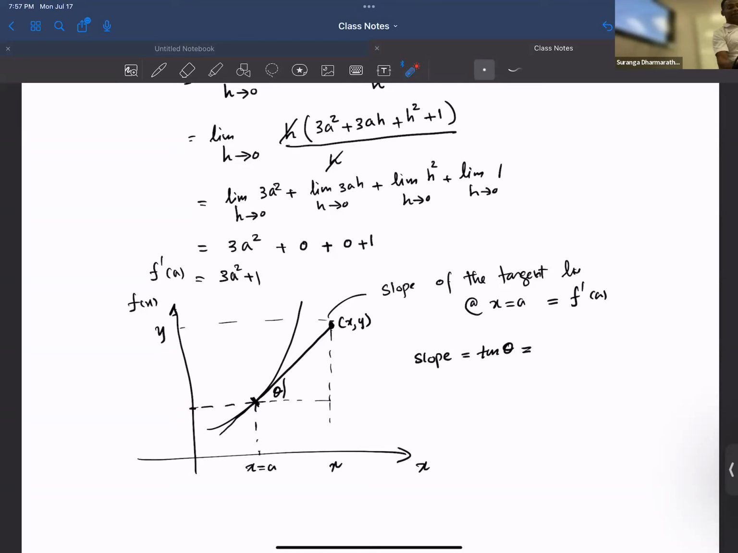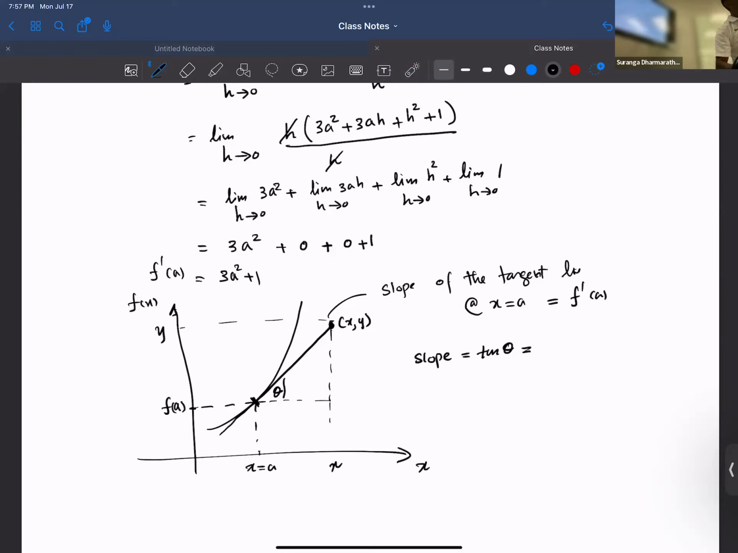What is the x value here? Yeah, what is the x value? Here, a. So what is the y value? f of a. Right? Just f of a. I'm trying to teach you how you get this. f of a. Now, how do I say the slope?